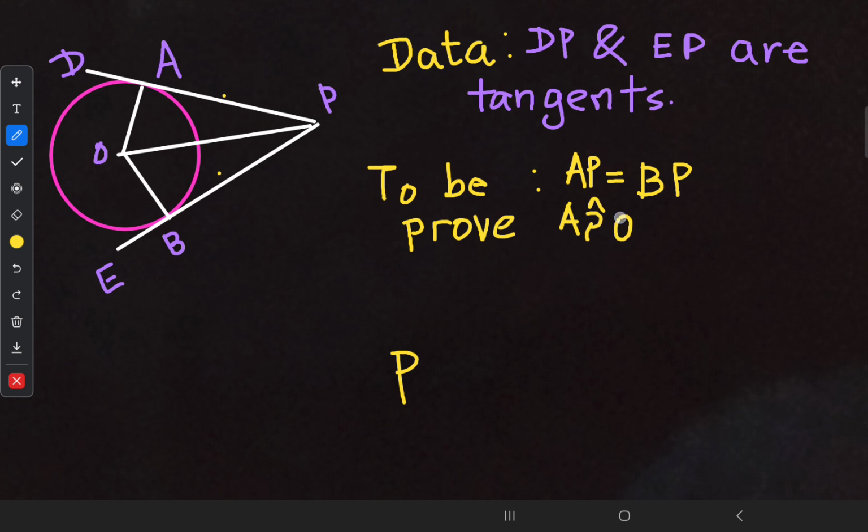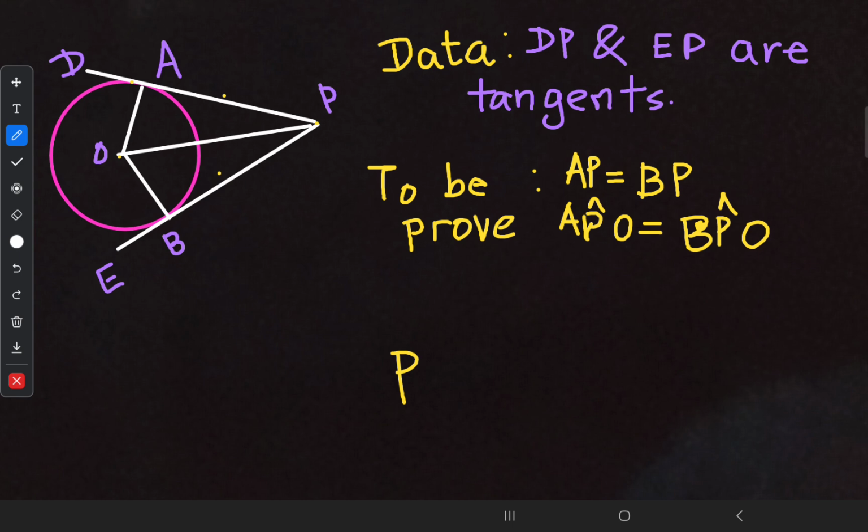Angle APO equals angle BPO. Write the proof with me. These are equal. Then third thing, POA, that means this angle. We already know, we studied the theorem, the radius and the tangent are in a perpendicular relationship. That is the obvious one. By using that, we are going to show these two triangles are congruent with each other.